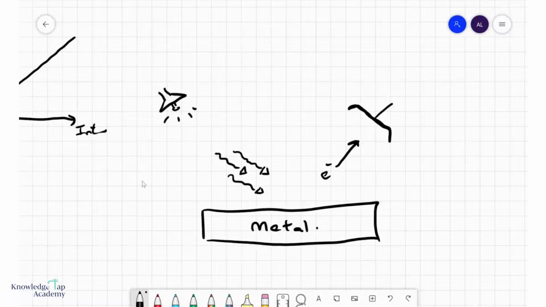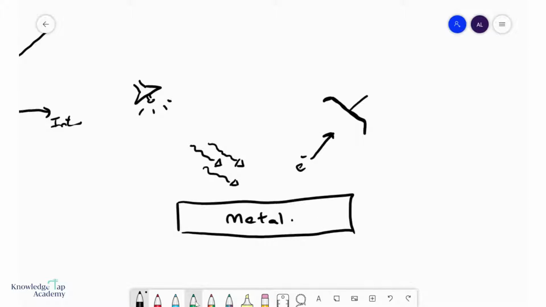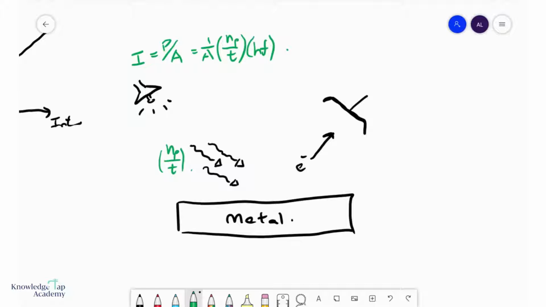And so, let us look at this example over here. So here I have some radiation source, of intensity I. Now remember that I equals power over area, and we saw that power can be represented as the rate at which photons are emitted by the source, multiplied, of course, by the energy of each photon. And so these photons will be emitted at some rate Np over t. They would interact with the metal, and then there would be some rate at which electrons are emitted.